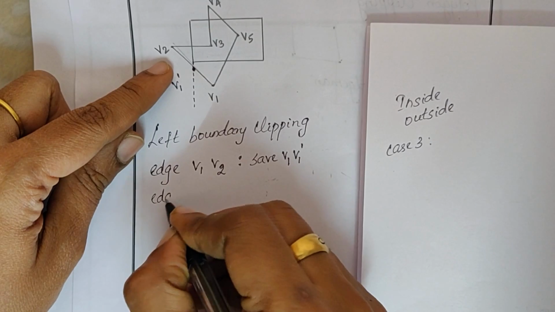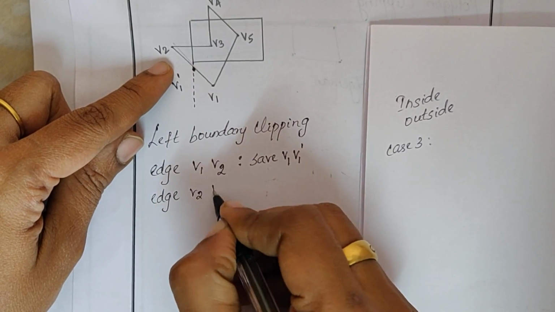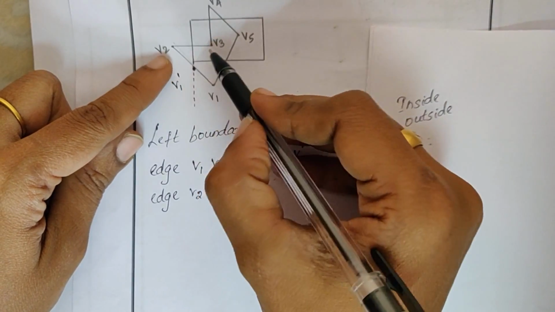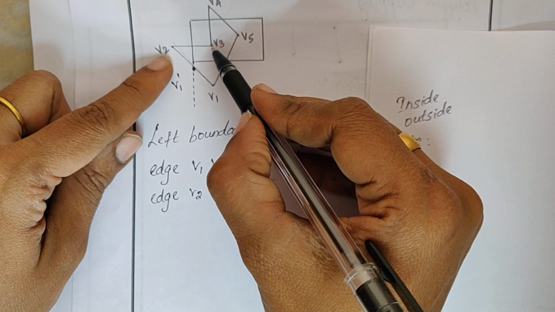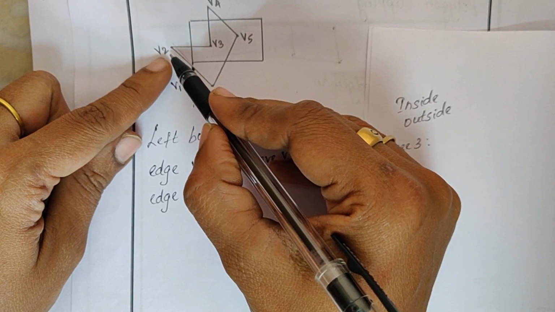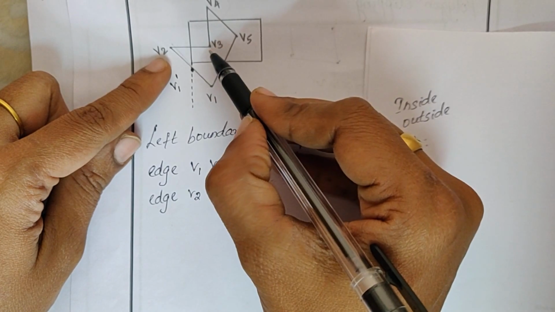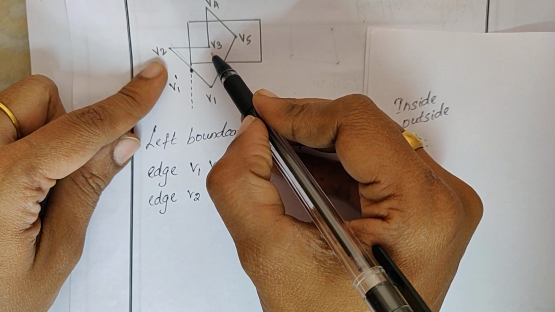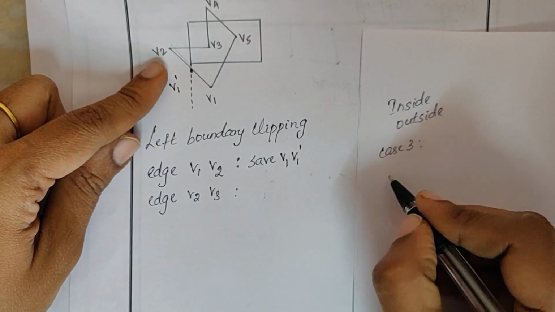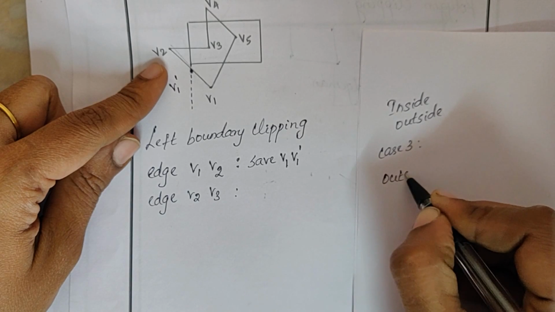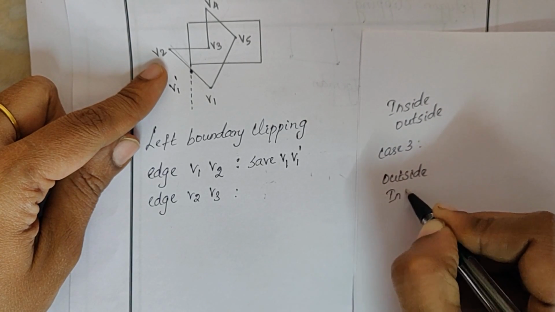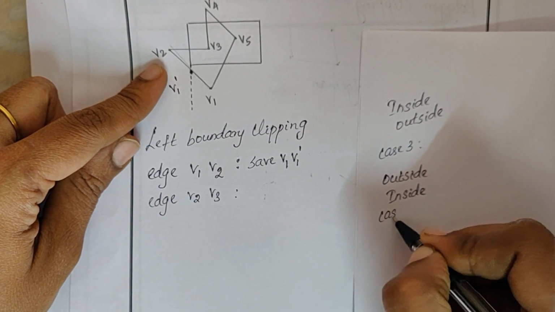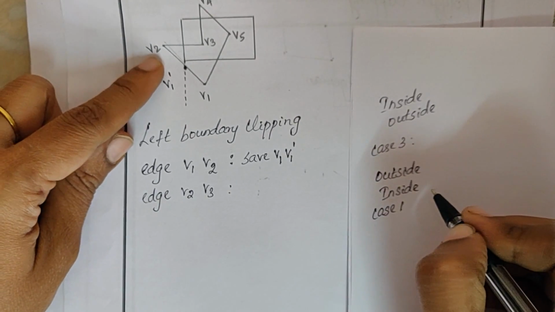Next edge V2, V3, right? Now we are dealing with left boundary clipping. So V3 is inside the left boundary and V2 is outside the left boundary. In this edge V2, V3, which is the starting vertex? V2 is the starting vertex, V3 is the ending vertex. And if you see this, starting vertex is outside and ending vertex is inside. This belongs to case 1.